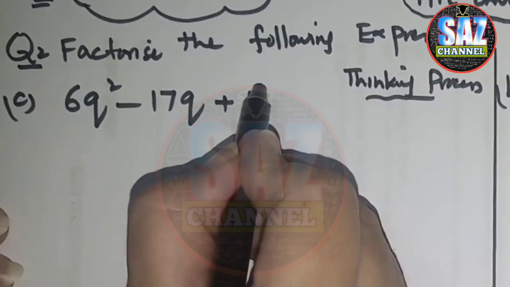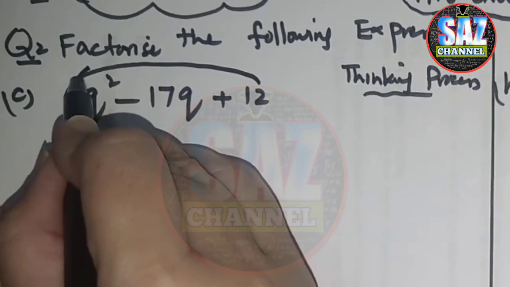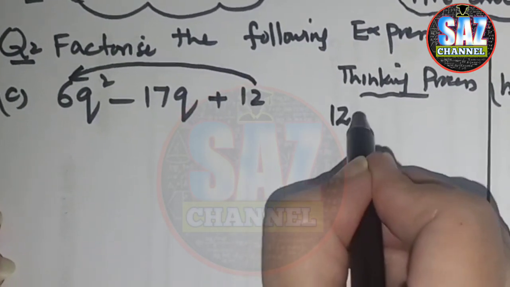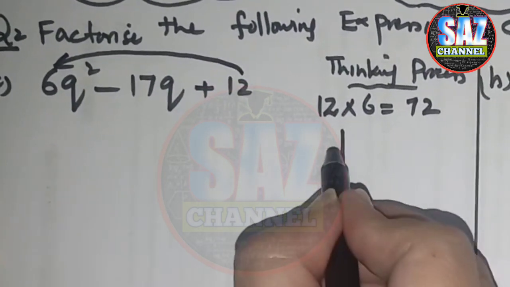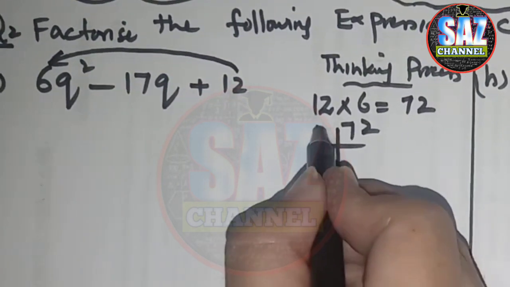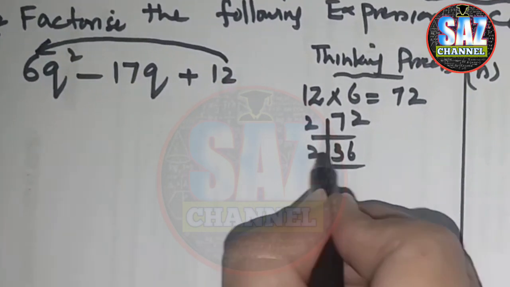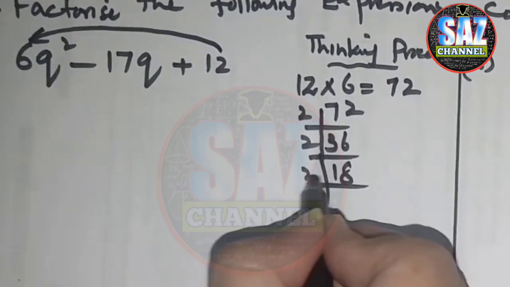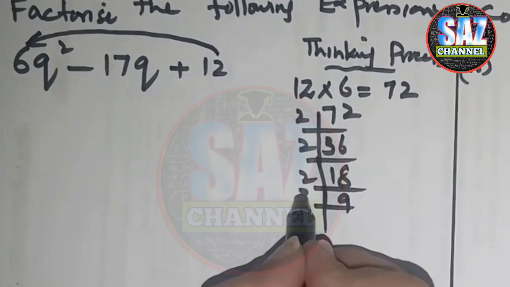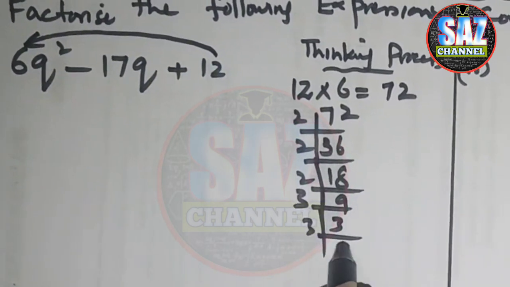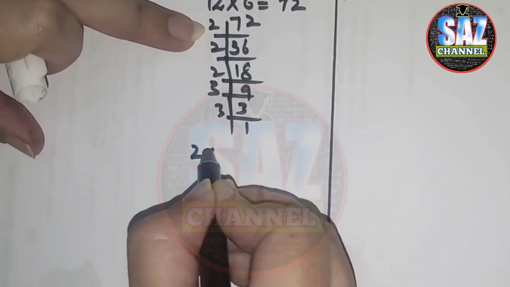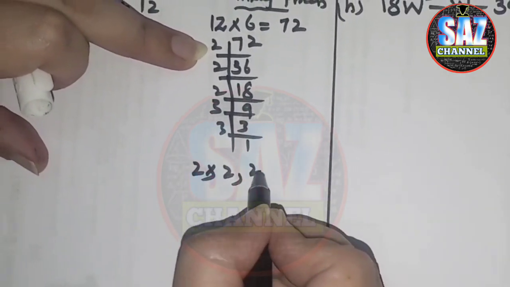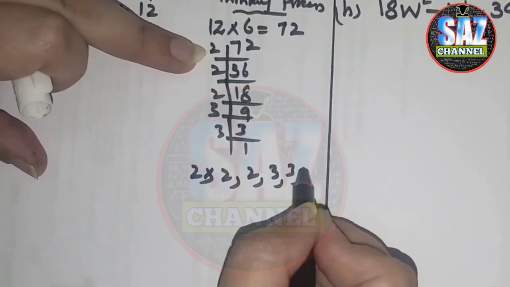First multiply the constant with the coefficient of the square term. 12 multiplied by 6 gives me 72. Now I have to make the prime factors of 72 quickly. 2 36s, 2 18s, 2 9s, and then 3 3s and 3 1s. I have to write all factors in one line: 2, 2, 2, 3, 3.